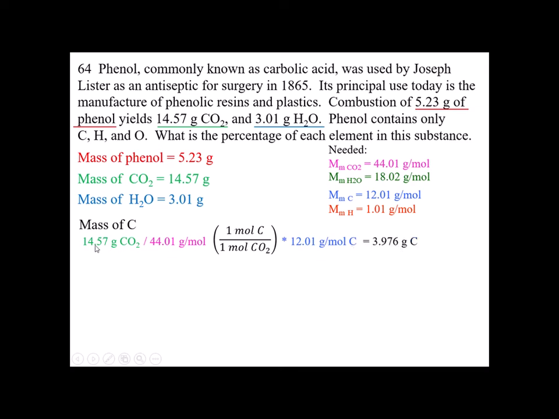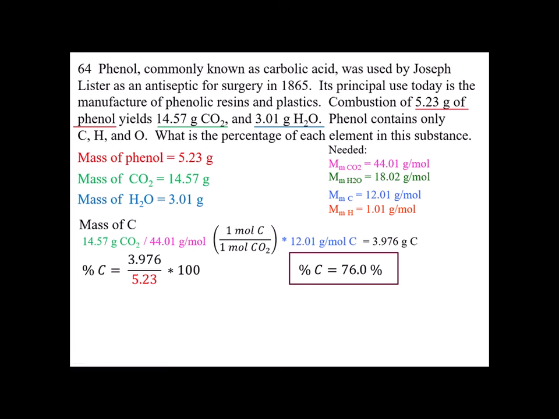So I enter this as 14.57 divided by 44.01. 1 to 1, I don't need to do that, it's 1. Times 12.01 gives me this. However, you don't need to enter this in your calculator, but you do need to show this in your work. Okay, gives me this. So then the percent carbon, again, this is my part now, over, like I said, this is my whole. So the percent carbon is the 3.976 grams of carbon over the total mass of 5.23 times 100 gives me 76.0 to 3 significant figures.